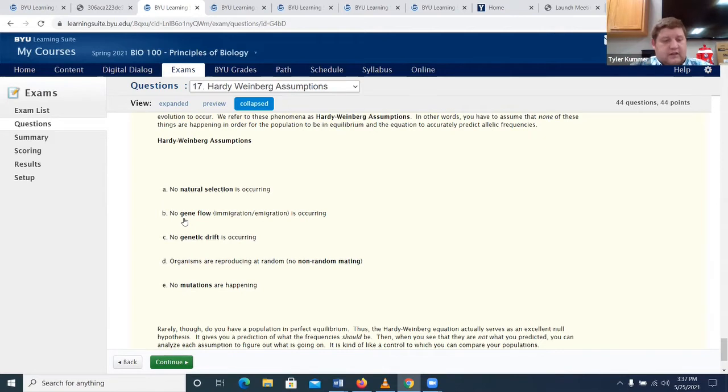Gene flow can result in change, and that change over time would be evolution. Next is genetic drift. And this is actually probably the second most common cause of evolution that we found after natural selection.